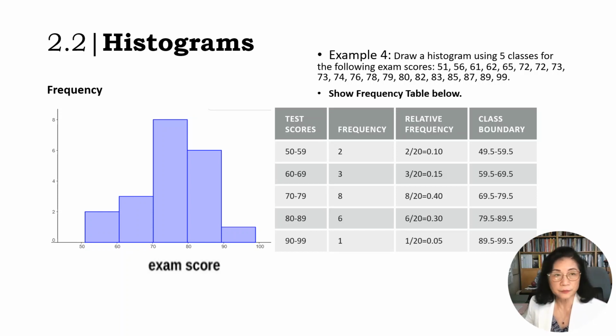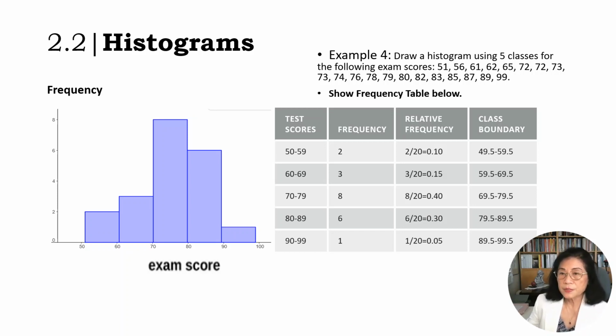Alright, let's move on to section 2.2, histograms. Look at this example 4. We have to draw a histogram using 5 classes for the following exam scores here. The lowest score is 51, the highest one is 99. Divide into the 5 classes.